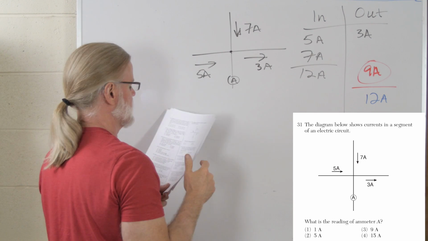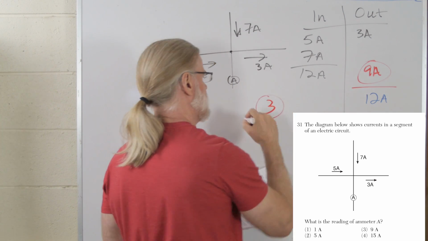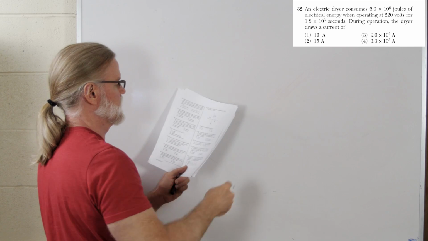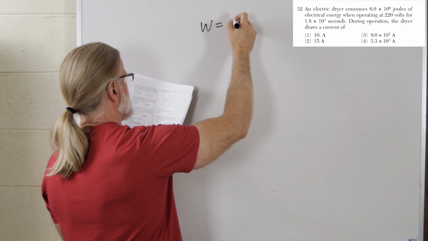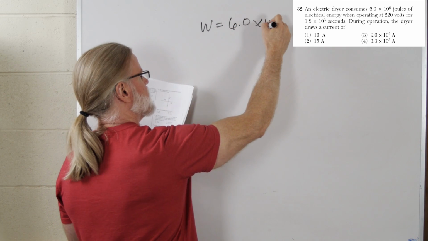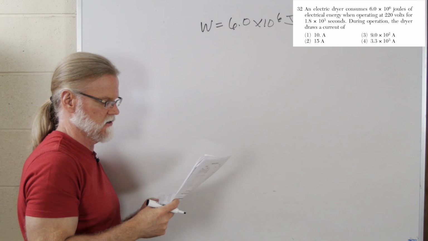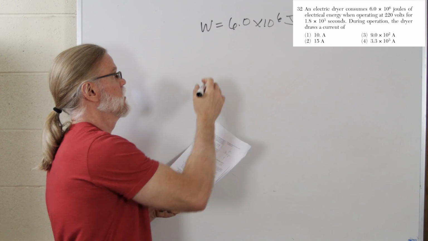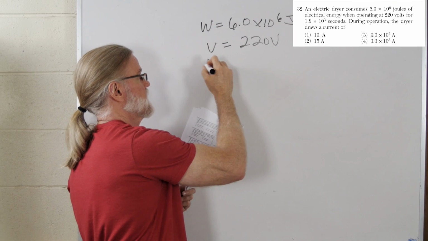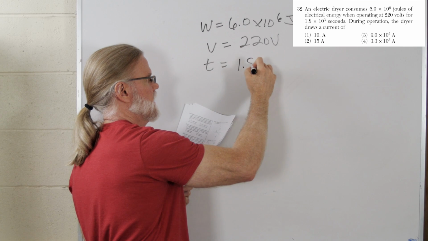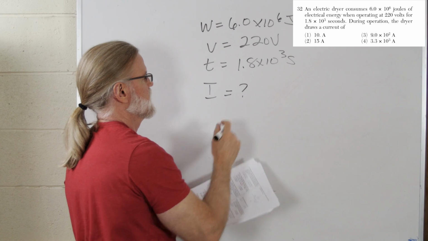So we had 9 amps out, but they don't ask about it. The choice is 3. An electric dryer consumes 6.0 times 10 to the 6 joules of electrical energy. Use W for electrical energy. When operated at a voltage of 220 volts for a time of 1.8 times 10 to the 3 seconds, how much current was that drawing?